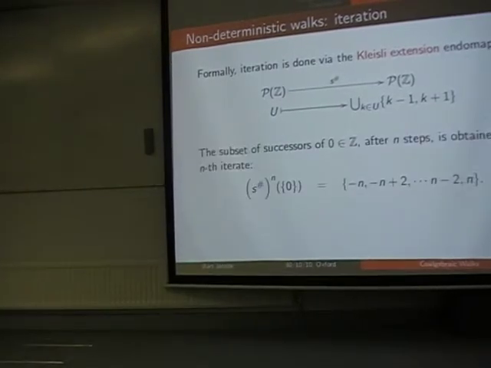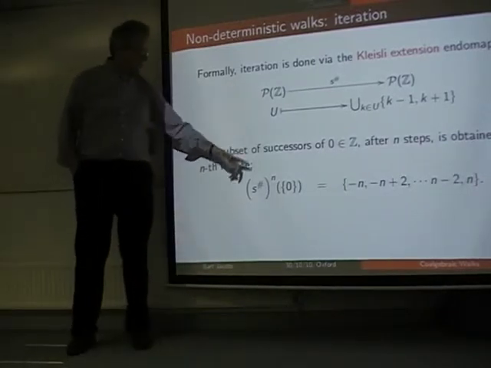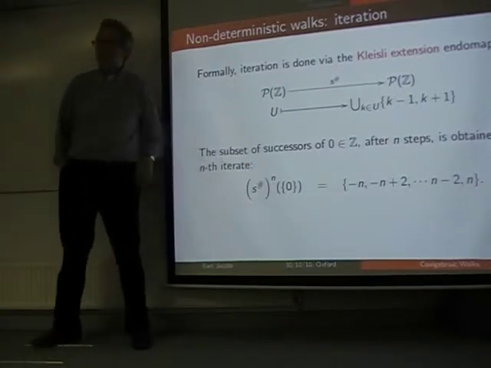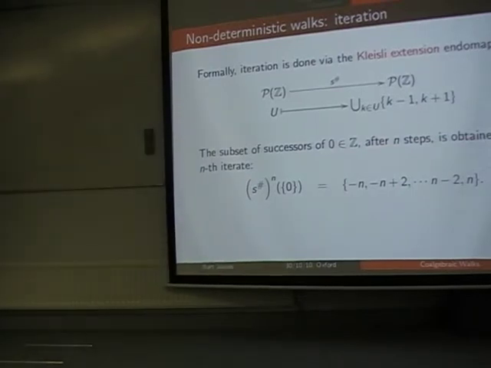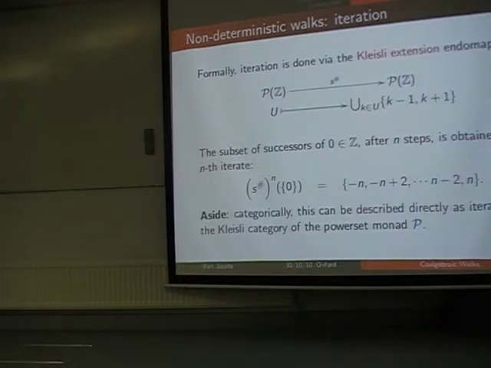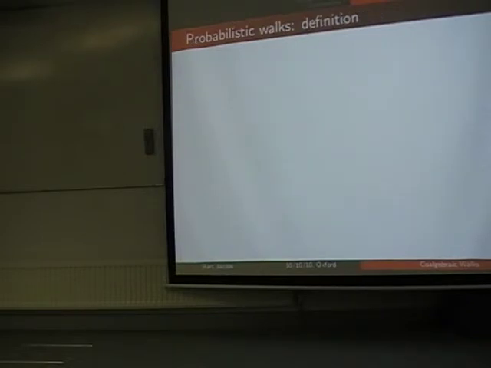Now then, the set of successors can be described by iterating this Coalgebraic extension n times on the singleton 0. This is not very surprising, but I'm telling this explicitly because I'll do the same thing in other frameworks as well. And this can be described as iteration directly in the Coalgebraic category if you like that better. So let's look at probabilistic walks.